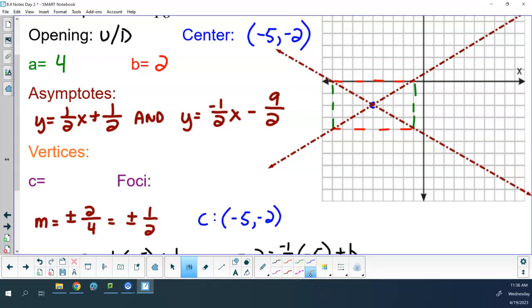We said it was an up-down opening hyperbola. So there are my two vertices: (-5, 0) and (-5, -4). That's going to allow me then to draw in the hyperbola.